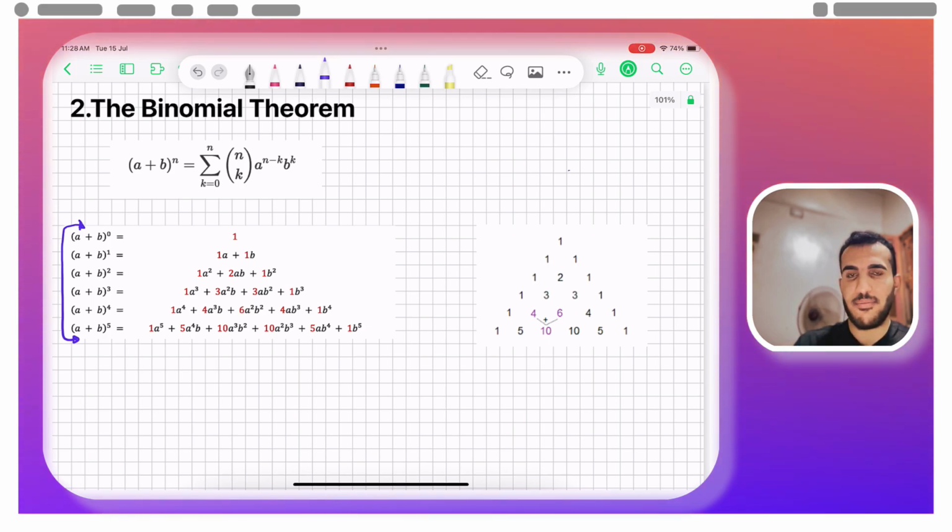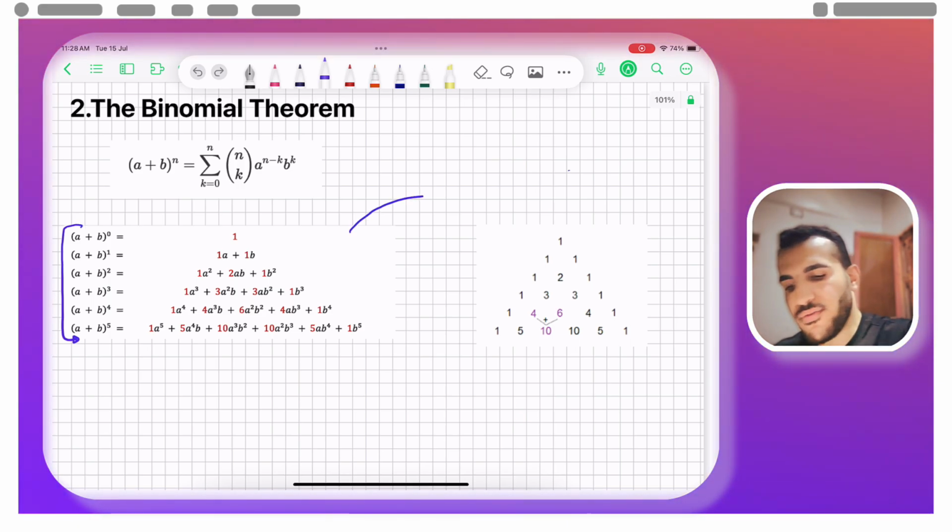Let's look at the pattern that the coefficients follow. The coefficient is the number in red color. I made it red for a reason, and I'm going to explain it now. When it's raised to power 0, the result will be 1. We know that. And when it's raised to power 1, it will be the same, but I write 1a plus 1b. You can write it as a plus b, they are the same, but here we write the coefficient 1.